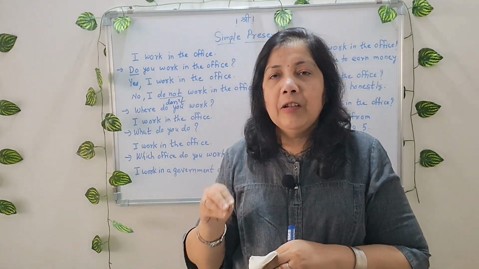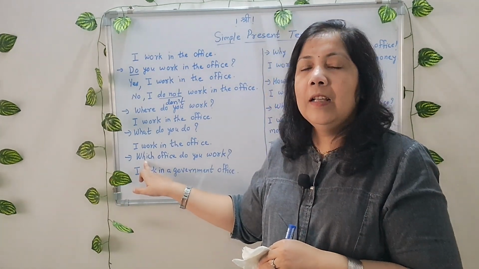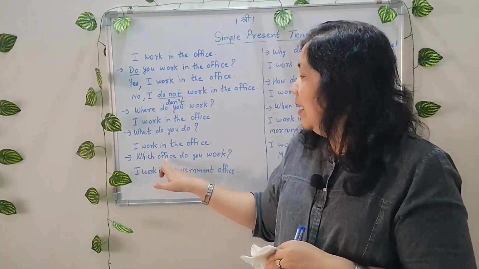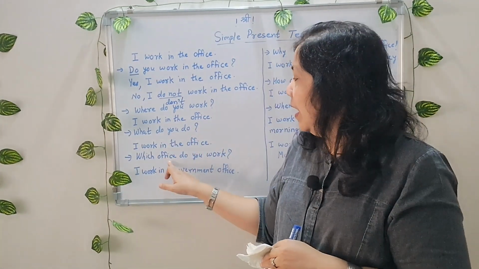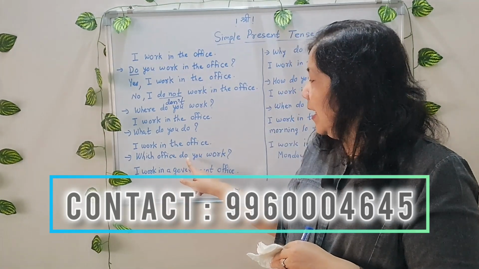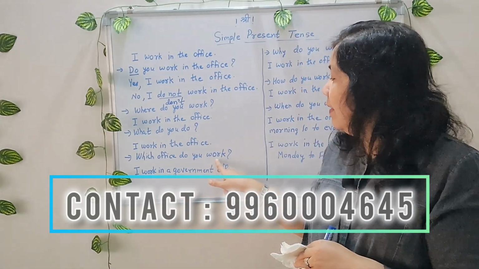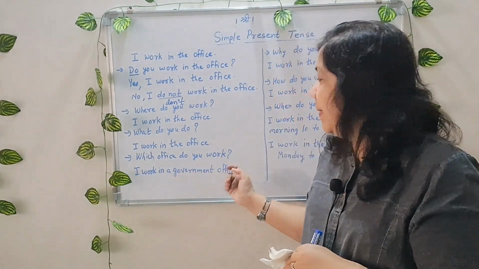Which office particularly, which office do you work? Again, a WH question, so it starts with a WH word. Which office? When "which" is asked, usually the noun is taken after that. So, which office? Then "do" is the auxiliary, "you" is the subject, "work" is the main verb.